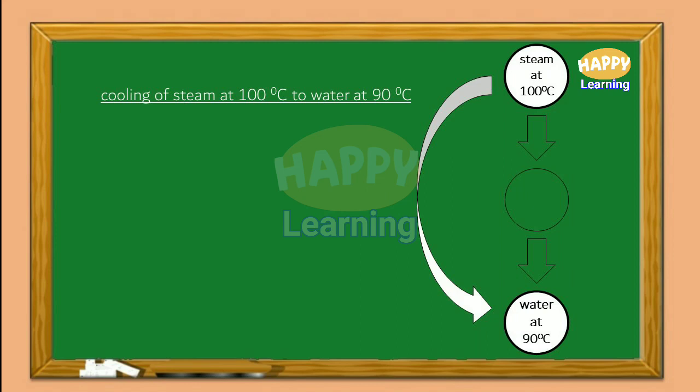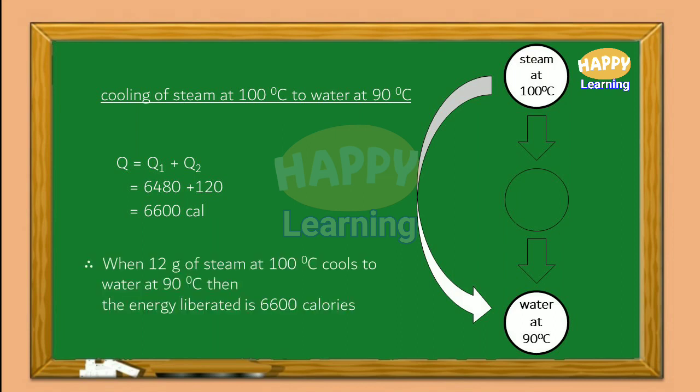Now, let us combine these two cases, case 1 and case 2 combined, and we can express as a single case: cooling of steam at 100 degrees Celsius to water at 90 degrees Celsius. Q is equal to Q1 plus Q2. That means total heat energy liberated Q will be equal to Q1 plus Q2. So Q1 is the heat energy liberated in case 1, Q2 is the heat energy liberated in case 2. Substituting the values, 6480 plus 120, that will be equal to 6600 calories. Therefore, when 12 grams of steam at 100 degrees Celsius cools to water at 90 degrees Celsius, then the energy liberated will be 6600 calories.